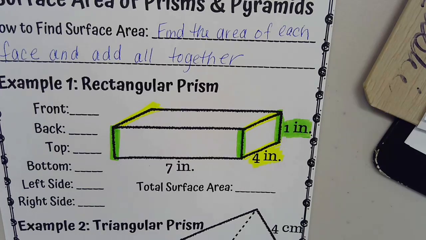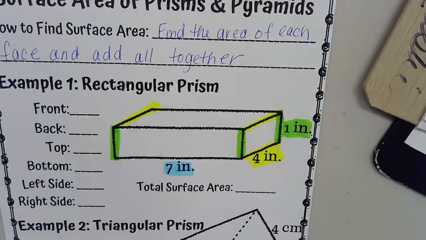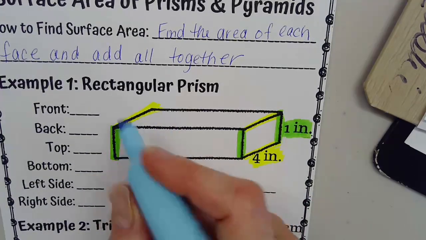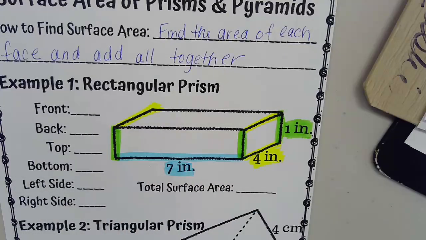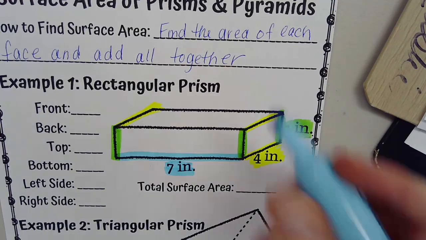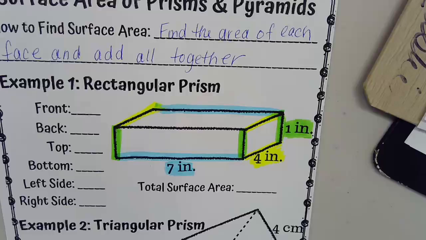Any other measurements that we have on this rectangular prism? Killian, what other measurement do you notice? 7. It's a 7. So we have a 7. What would be a measurement of 7? Definitely the one that's right next to it. So the longest one, we have 1 here. How many other measurements of 7 do you see? The back. The back? Any others?